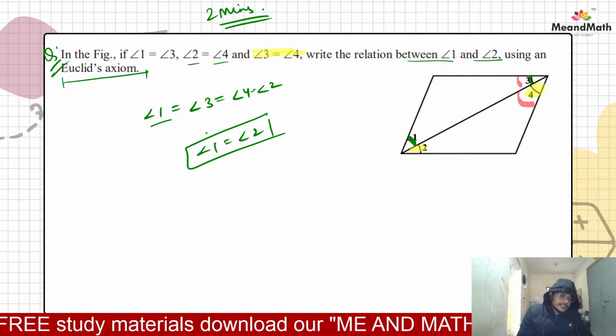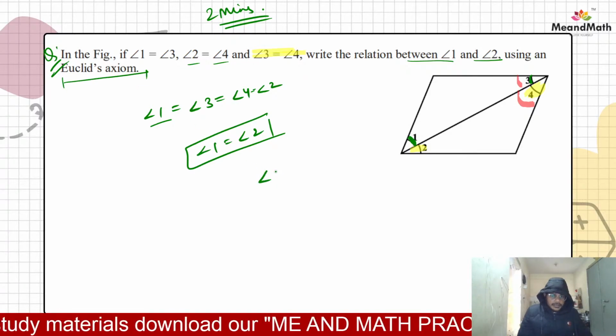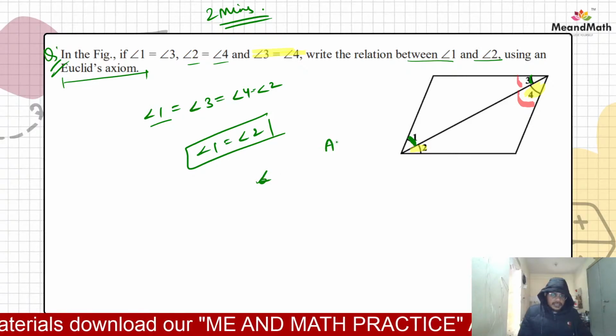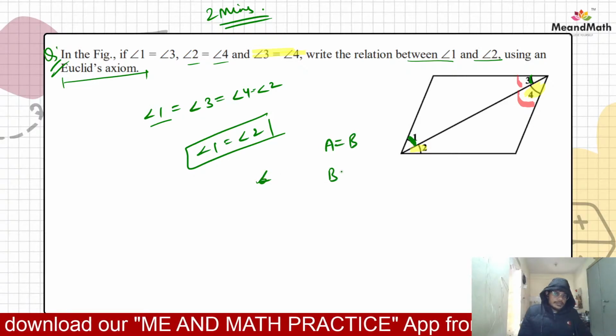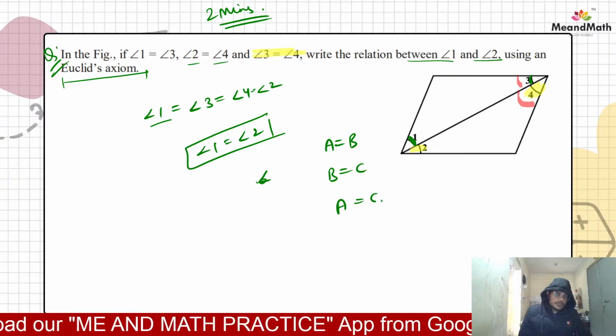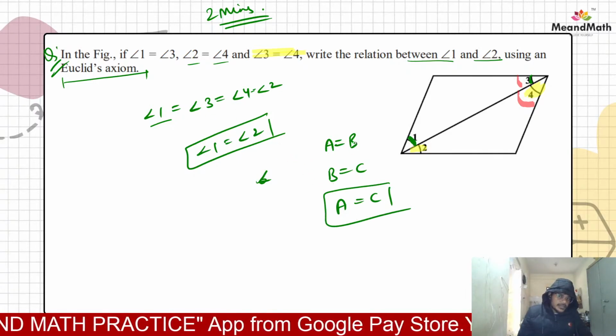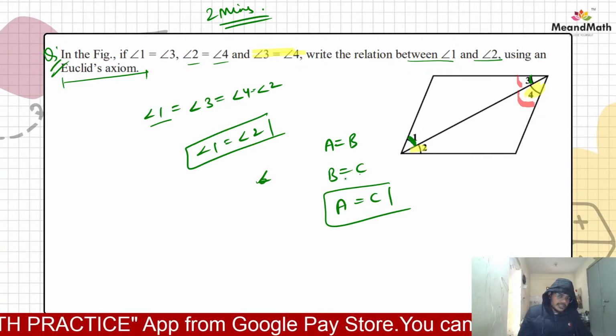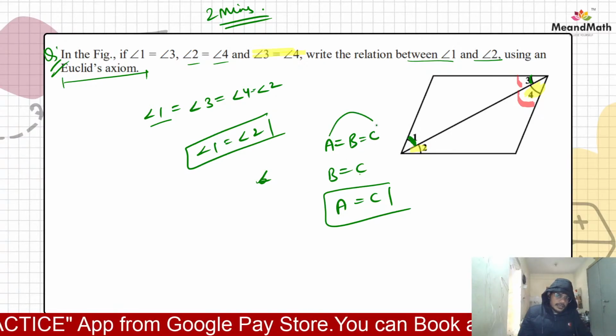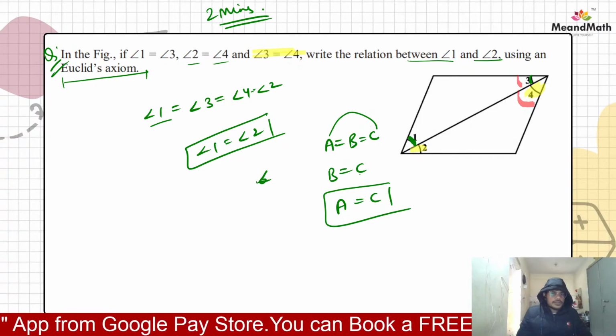And what does that say? That says that if you have two numbers, that is if A is equal to B and B is equal to C, that means A should be equal to C, right? We have done the same thing, right? A should be equal to B and B is equal to C. That means A is also equal to C, right?